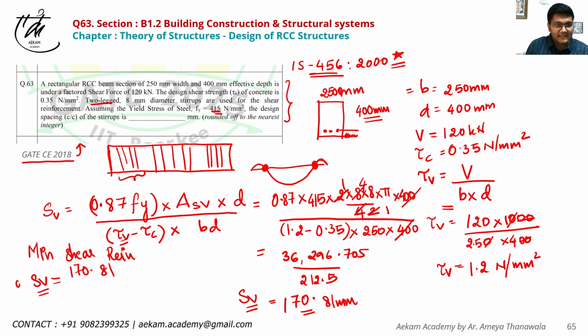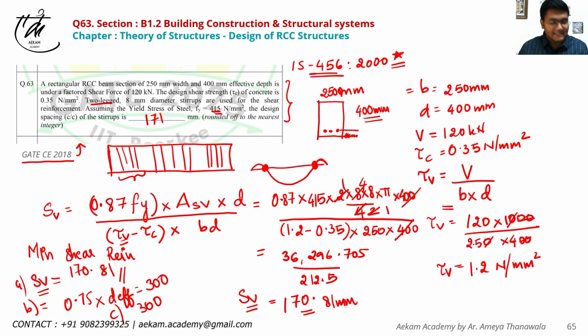which is 170.81. This is A. B is 0.75 into effective depth. So 0.75 into 400 would give us 300. And C is 300. So the minimum value is this. So the correct answer is around rounded off to nearest integer. So 170.81 can be written as 171 mm.